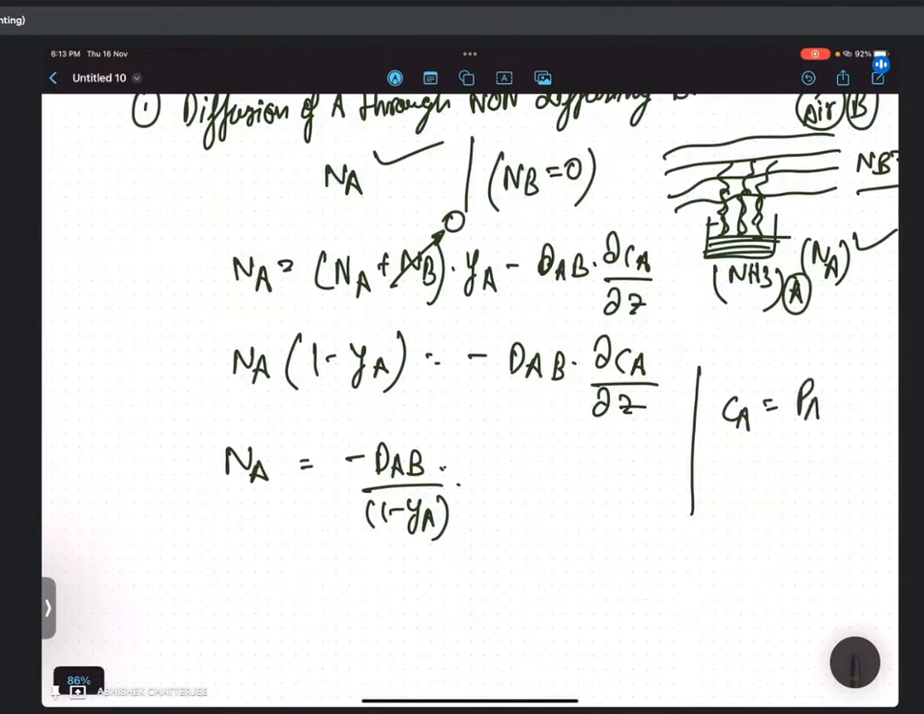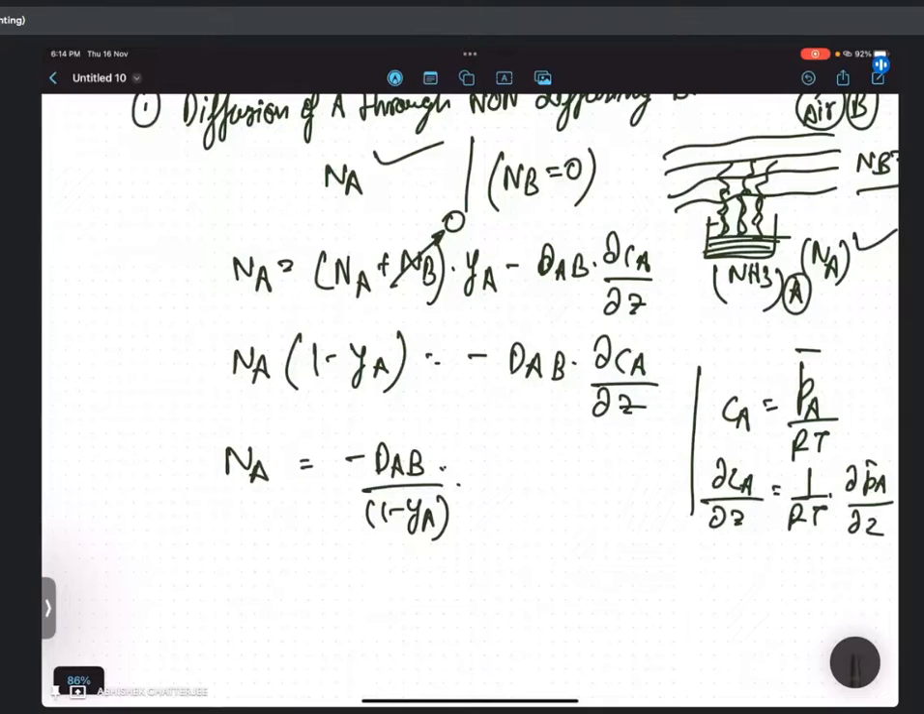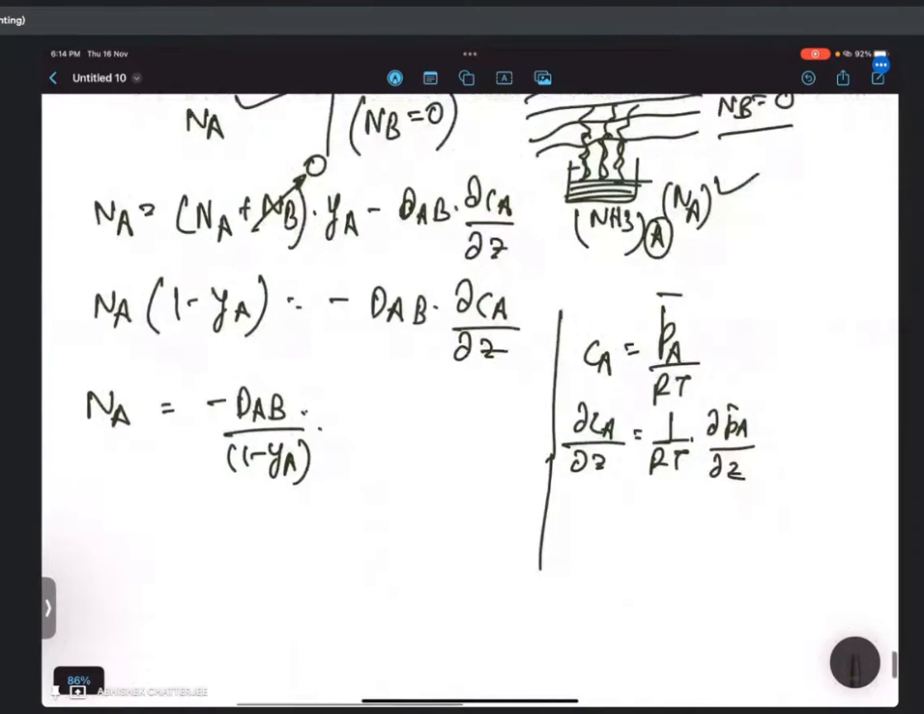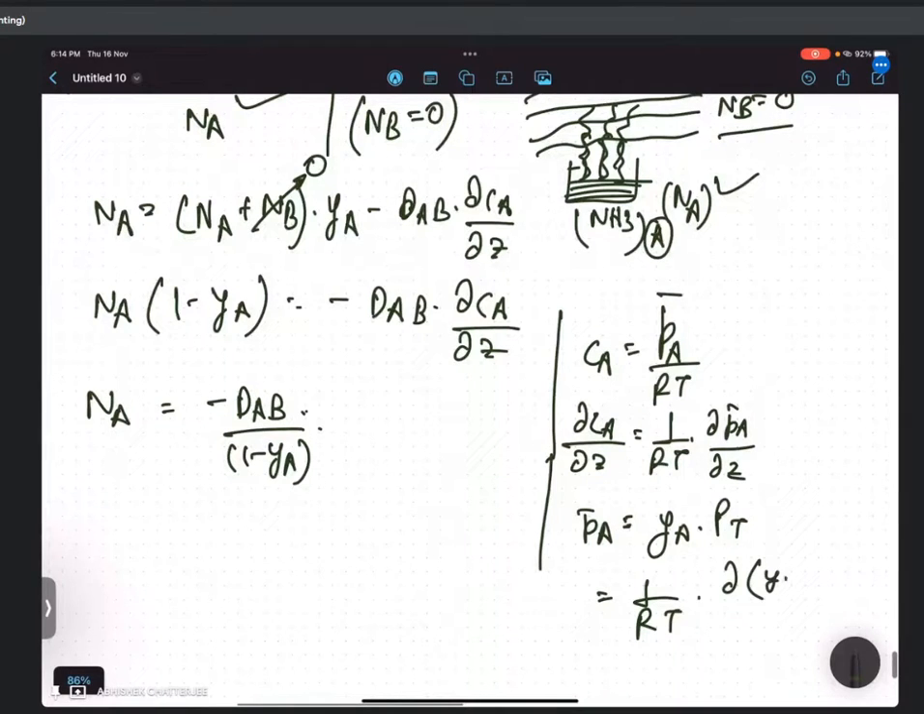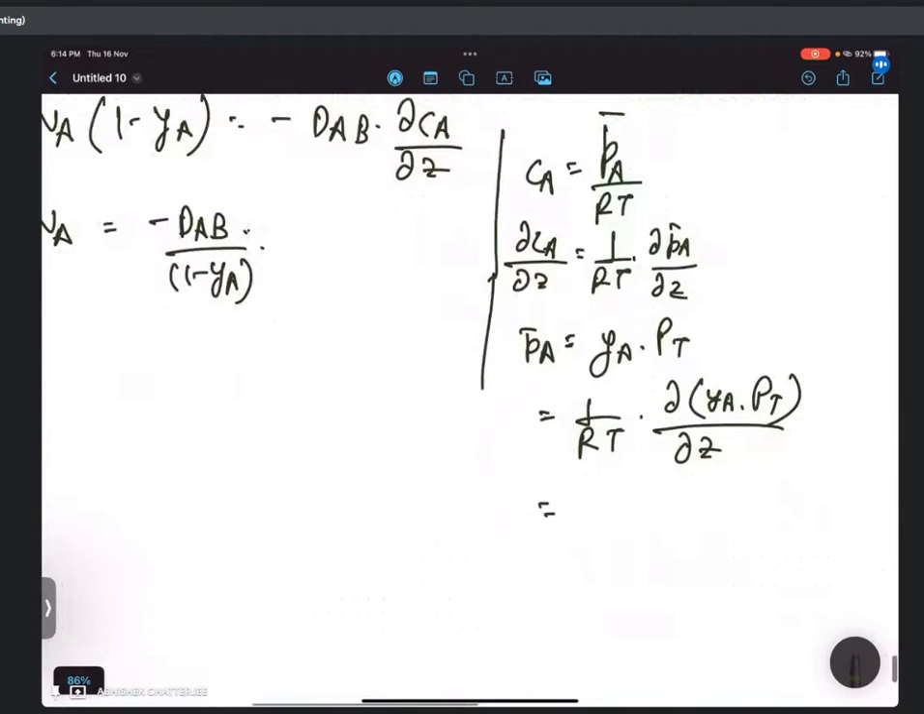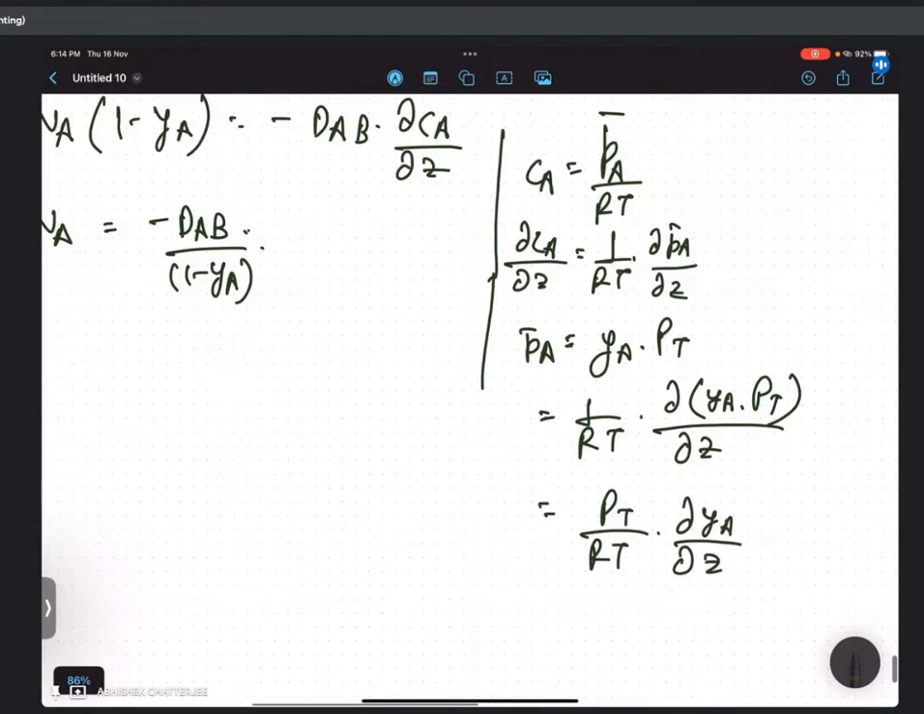Ca will be equal to Pa bar by RT. So first convert this into this. So dou Ca by dou Z will be equal to 1 by RT, RT is constant, and dou Pa bar by dou Z. Clear? Now see here, your Pa bar is equal to your mole fraction into total pressure. So just put it in the formula. This will become 1 by RT into dou Ya into Pt divided by dou Z. Now total pressure is constant, so this will also come out of the derivative. So this will become Pt by RT into dou Ya by dou Z, which is equal to dou Ca by dou Z.